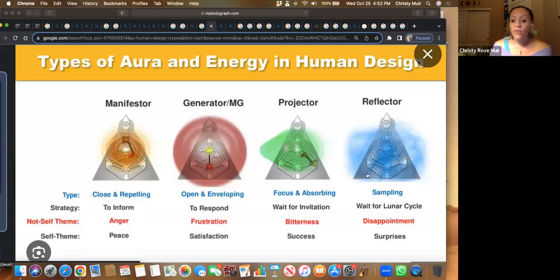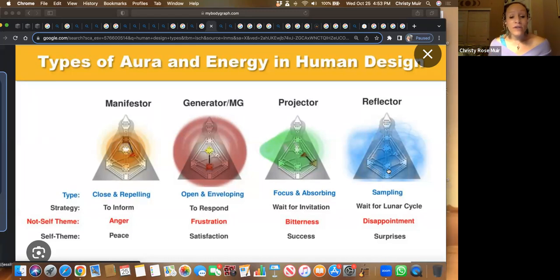Because they're wide open, they were given this aura that's sort of Teflon. The reflector aura resists conditioning. So they don't pick up energy from other people in the same way that some of the other types do, as you'll see when we go along. The reflector samples the environment around them, and they are like the barometers of humanity.